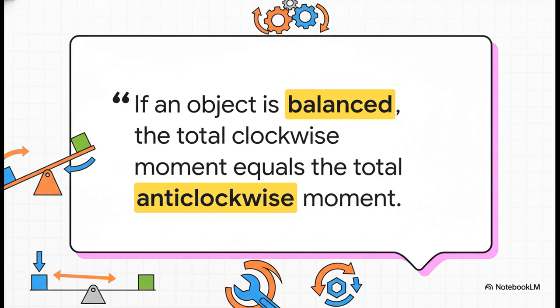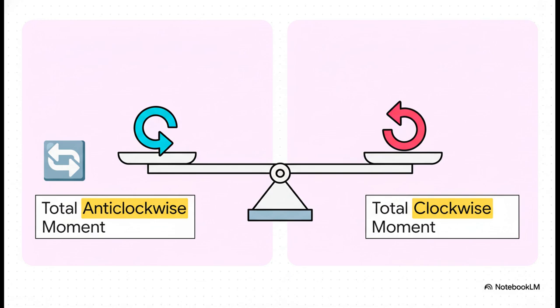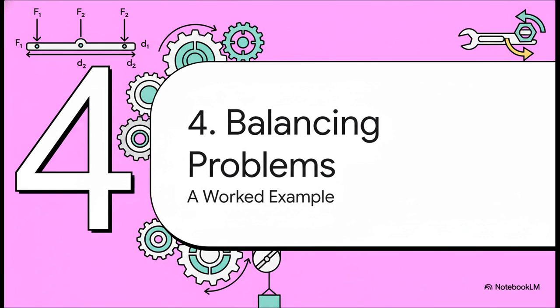It just means that if something isn't spinning, then all the turning effects trying to make it go clockwise are perfectly canceled out by all the turning effects trying to make it go anti-clockwise. And this just lays it out so clearly. Think of it like a cosmic tug-of-war around a pivot. You've got the anti-clockwise team on one side and the clockwise team on the other. For the object to be stable and balanced, what we call being in equilibrium, the two sides have to be pulling with exactly the same strength. They must be equal.